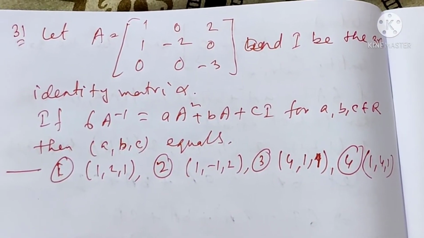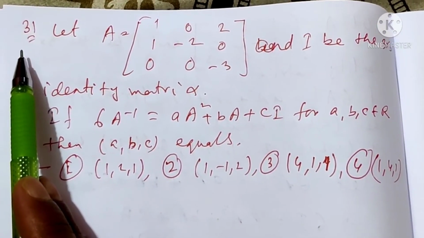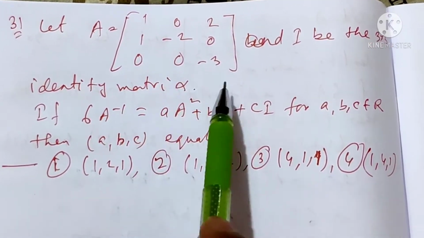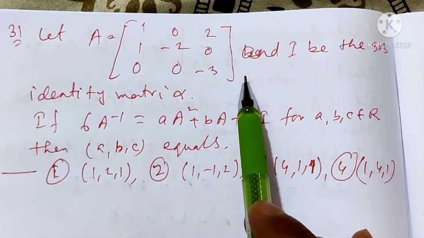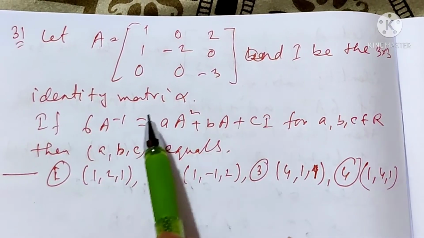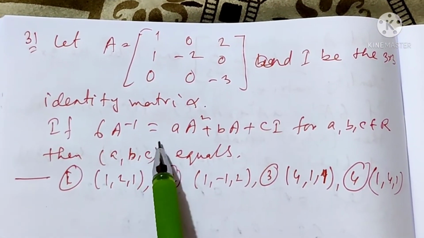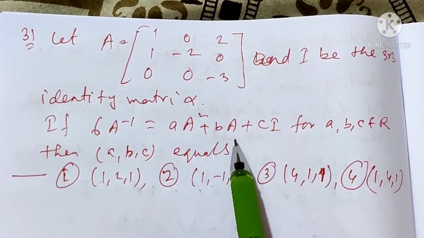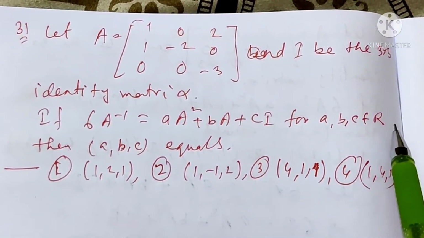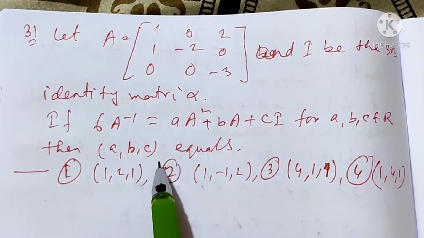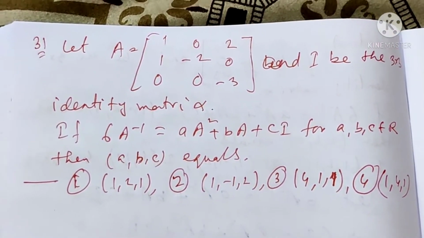Next, question number 31. Let A be a 3 by 3 matrix and I be the 3 by 3 identity matrix, and if 6 A inverse equals a into A square plus b into A plus c into I for a, b, c belongs to R, then (a, b, c) equals which of them?